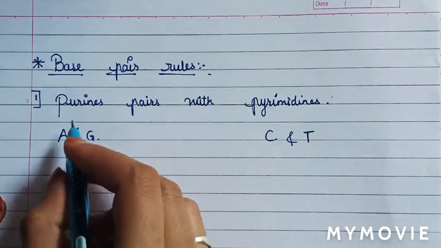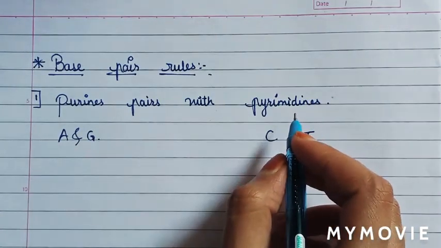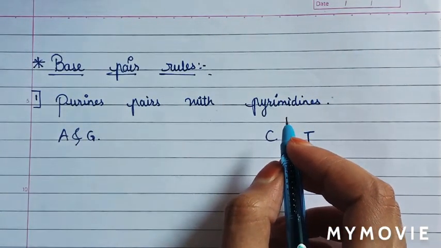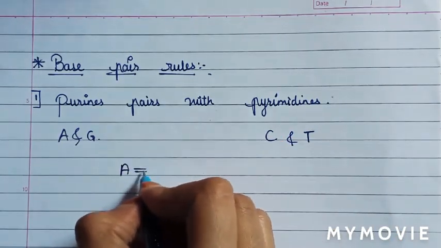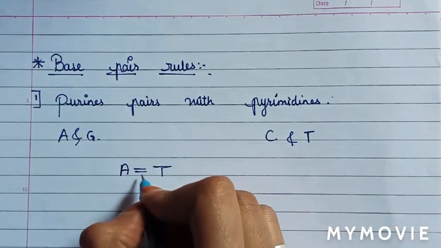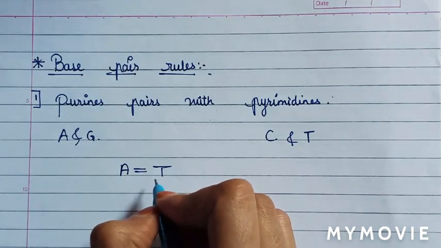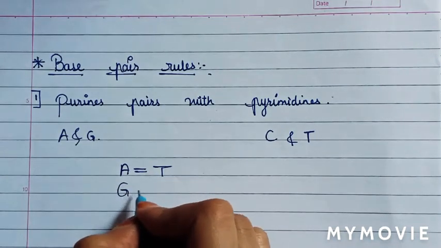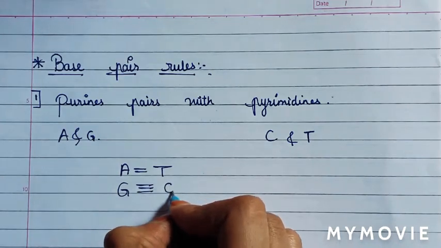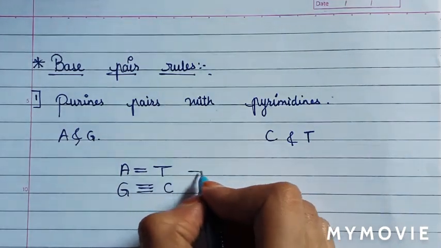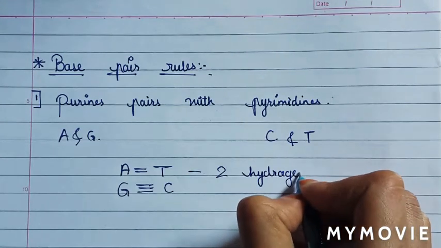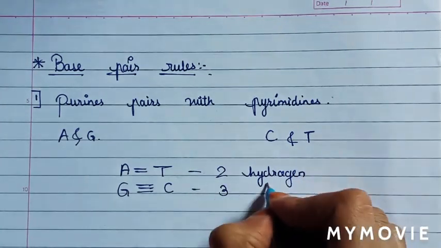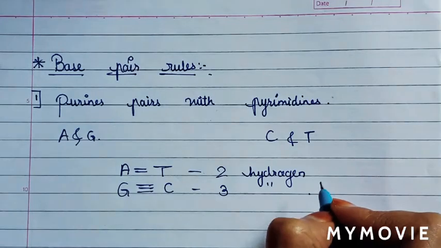Now, purines pair with pyrimidines and form hydrogen bonds between them. You can see here, when adenine pairs with thymine it forms two hydrogen bonds between them, and when guanine pairs with cytosine it forms three hydrogen bonds between them. So here two hydrogen bonds are formed, and here three hydrogen bonds are formed.